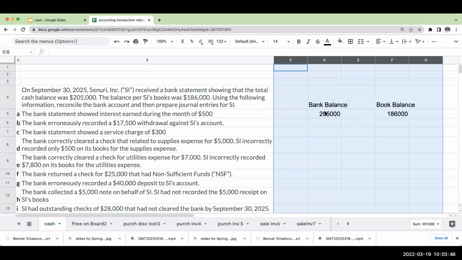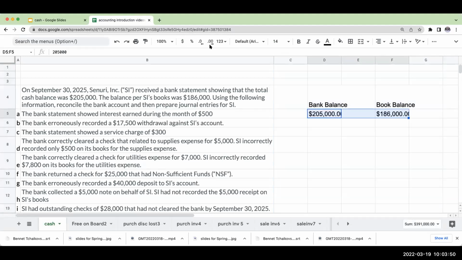Okay. All right. So the first one is that the bank statement showed interest earned during the month of 500. So my bank showed 500 of interest earned. This is going to increase my book balance. Okay, so it's going to be a positive amount. The bank showed 500 of interest. I haven't shown it on my books. So this is what I'm going to go over here and show.